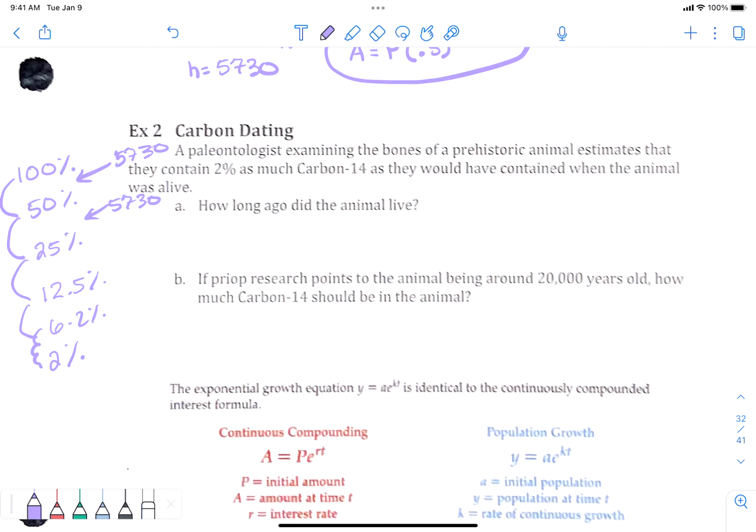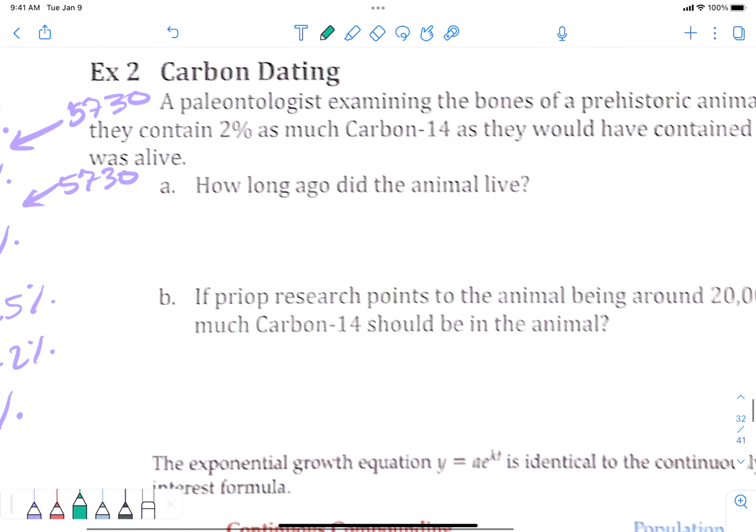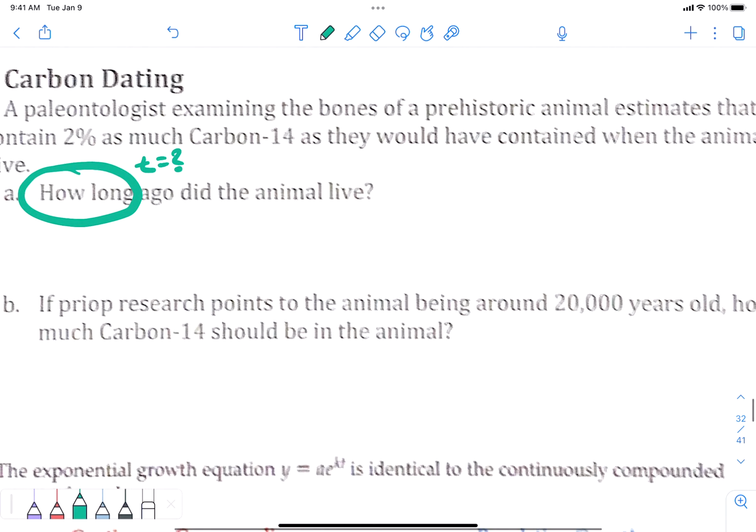So it says how long ago. We're going to use the equation to do this. We're not going to actually think about this at all. How long ago did the animal live? Part A says how long. We're solving for time. Time is what we don't know, okay? All right, so the formula, if you need to rewrite it down, is A equals P times 0.5 to the T over 5730. That's the formula that we just established from the thing above, okay?